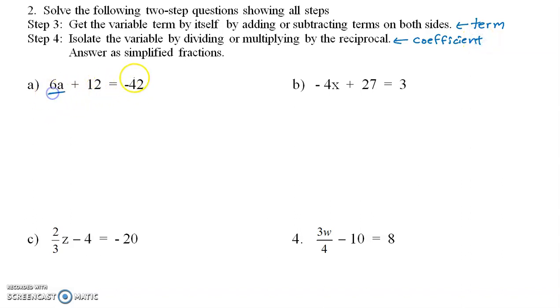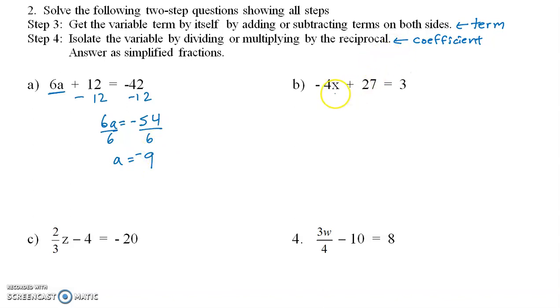I want the 6a by itself, and this plus 12 is in the way. So I'm going to subtract 12 here, which means you also have to subtract 12 on the other side, leaving you with 6a on the left and negative 54 on the right. Now we have one step left, and that's where I'm going to divide to get rid of the coefficient of 6. They'll cancel out, and I'm going to divide the 54 by 6 to get me a 9. And just like the other question, this is negative, so I'll put the negative on the 9.